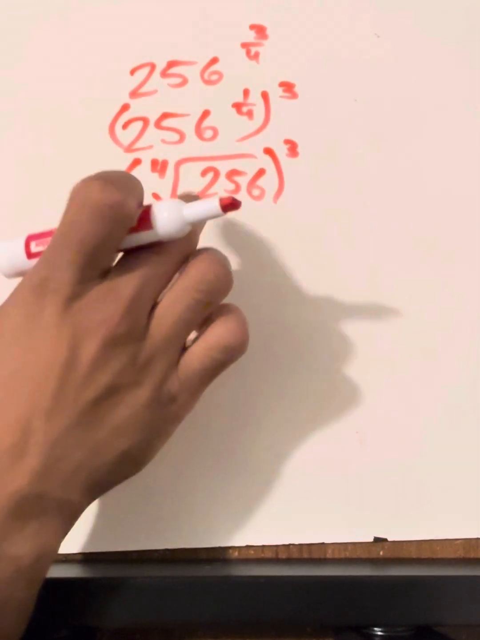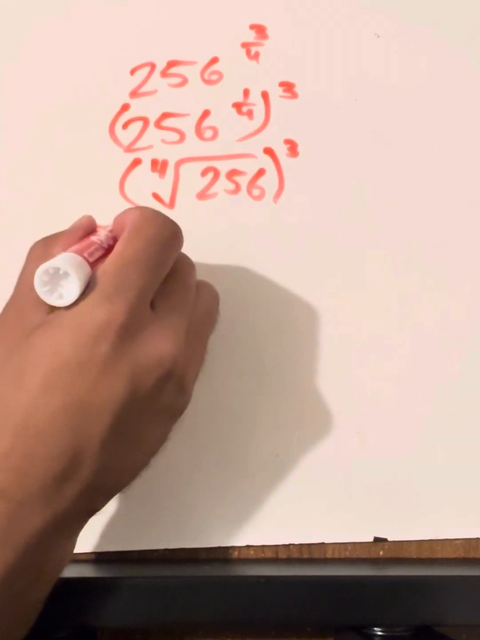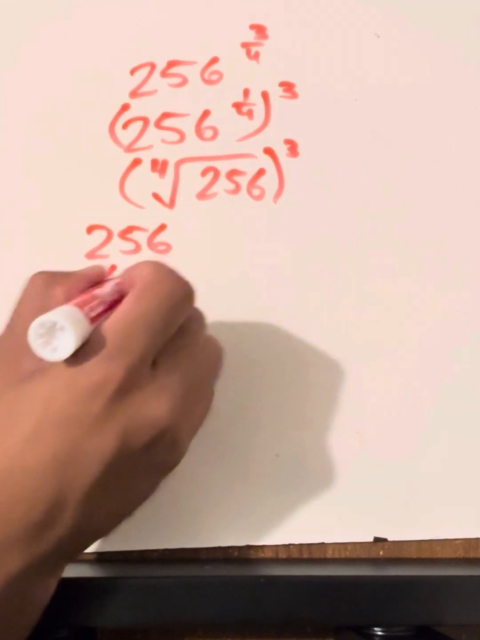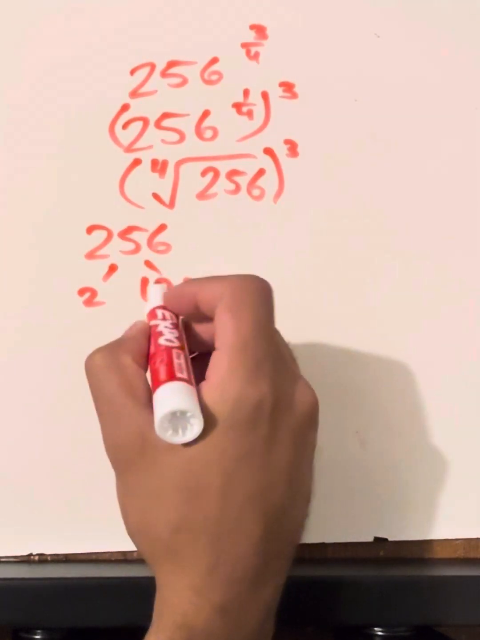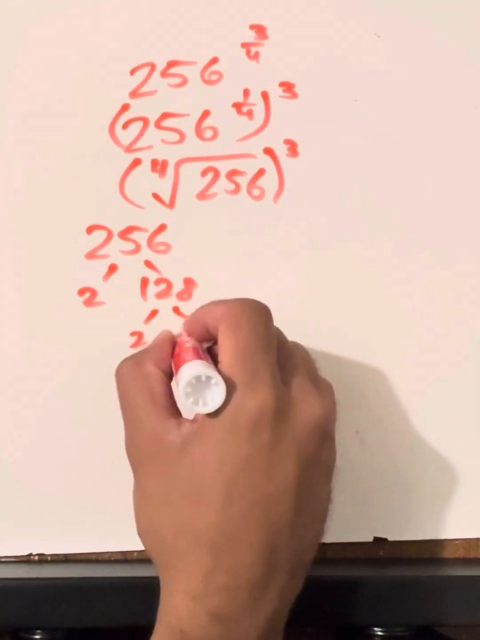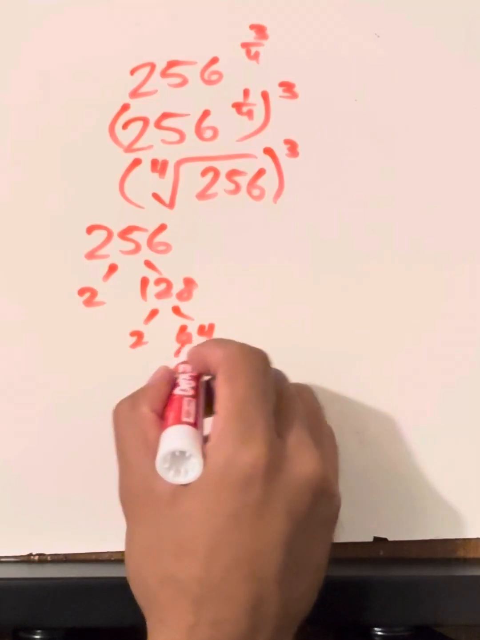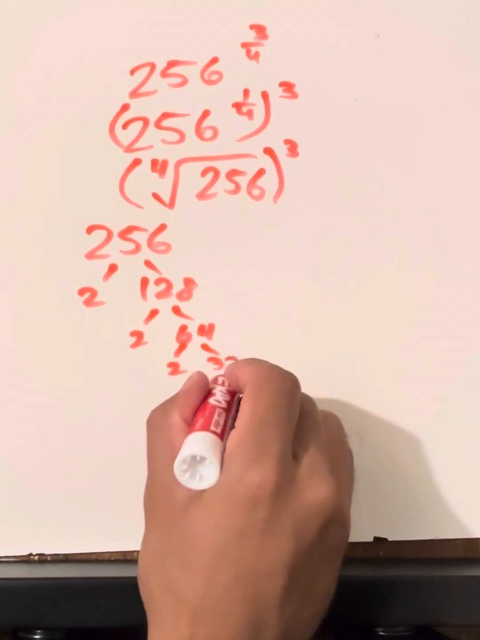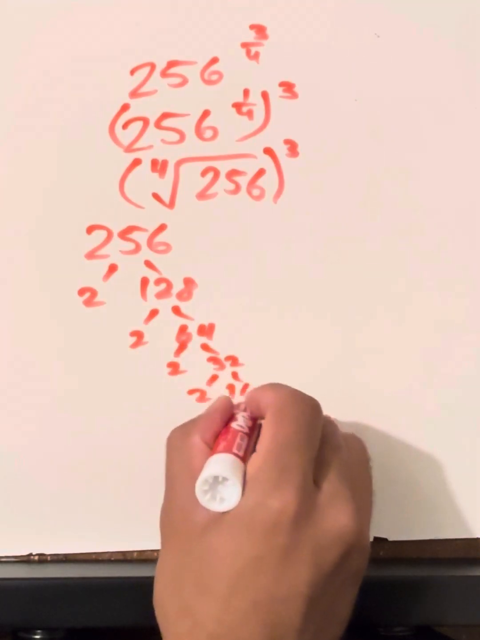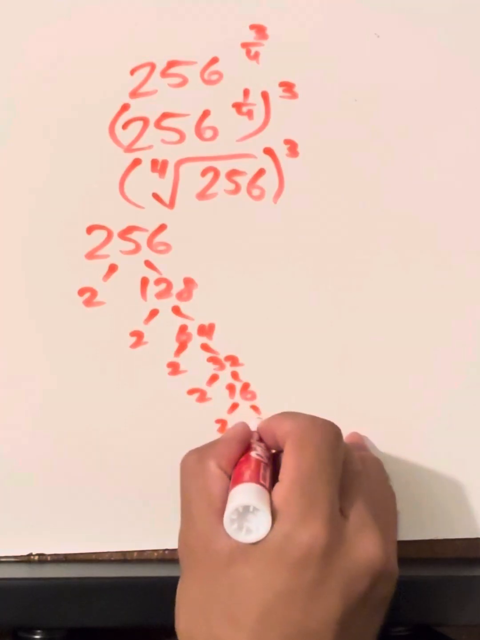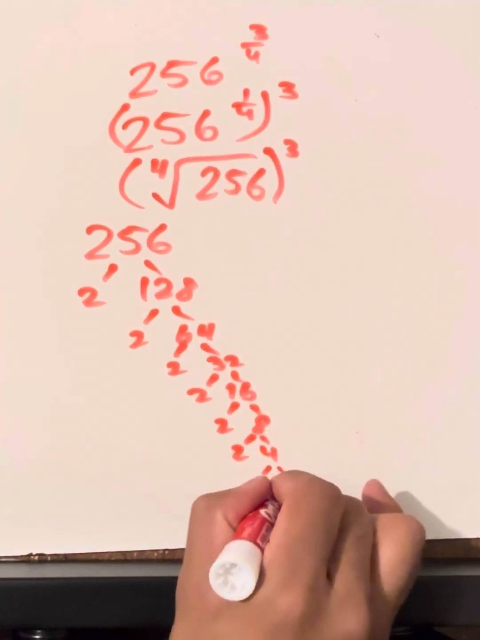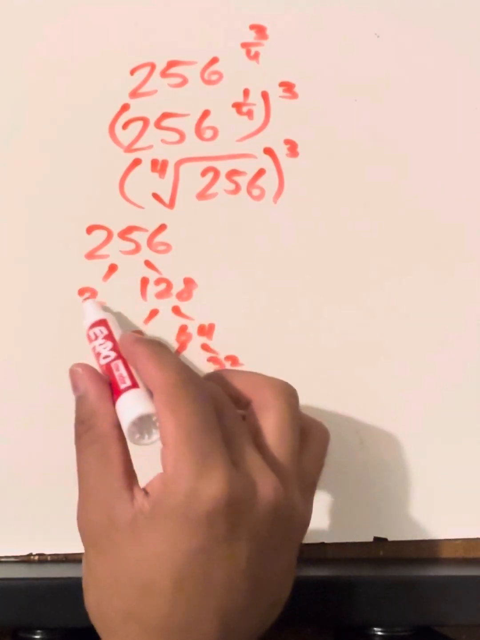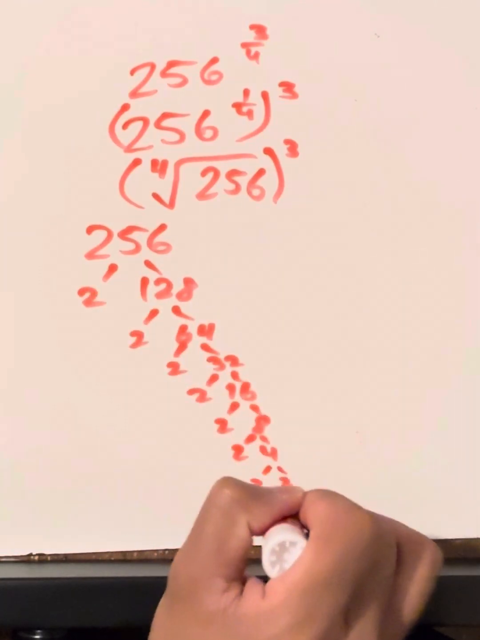If we were to break up 256, that would be 2 and 128. 128 is the same thing as 2 and 64. 64 is the same thing as 2 and 32. 32 is the same thing as 2 and 16. 16 is 2 times 8. 8 is 2 times 4. And 4 is 2 times 2. So we have 1, 2, 3, 4, 5, 6, 7, 8 2s.